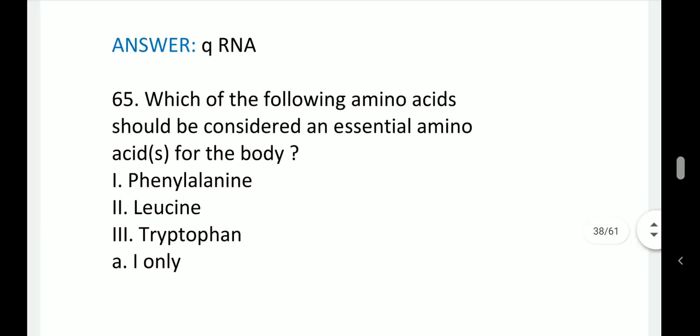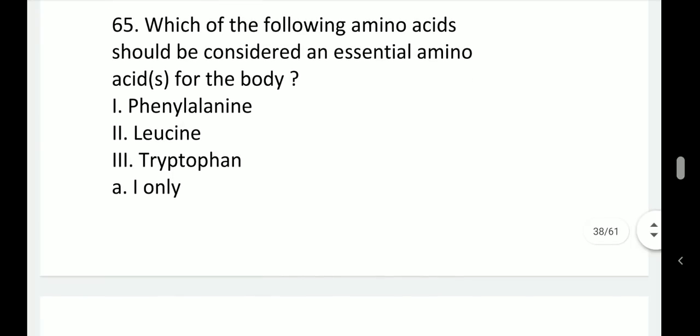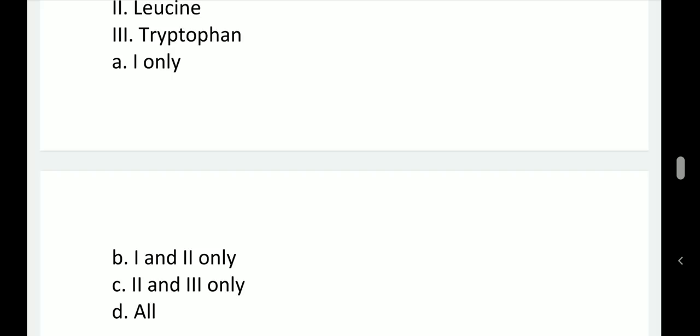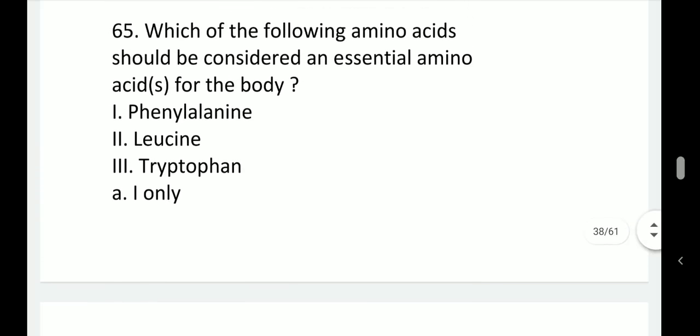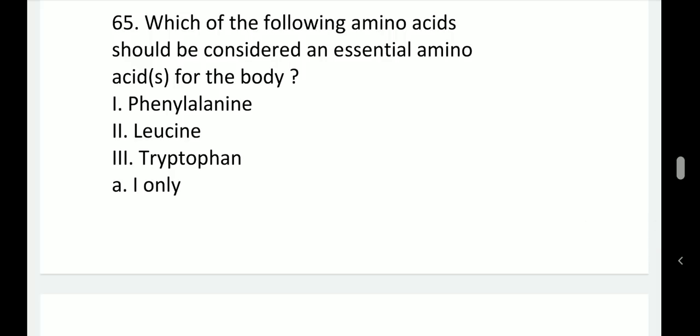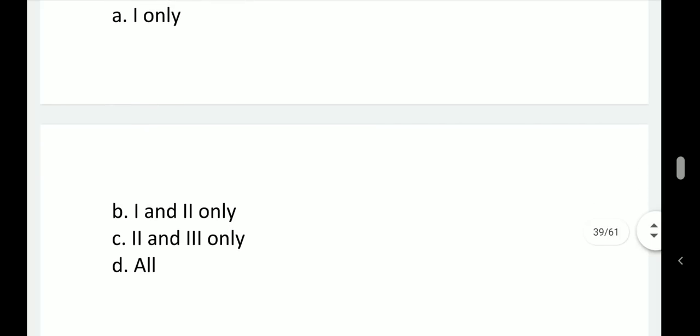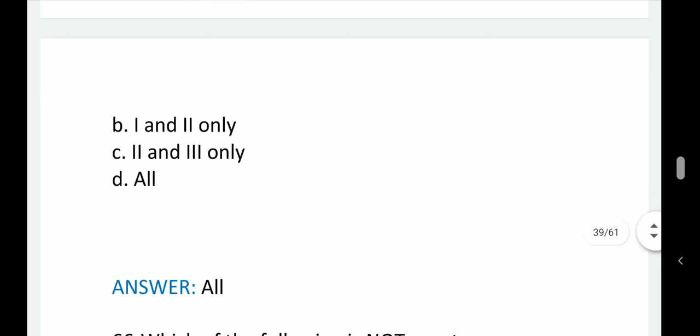Question number 65. Which of the following amino acids should be considered as essential amino acids for the body? 1. Phenylalanine. 2. Leucine. 3. Tryptophan. Option A, 1 only. Option B, 1 and 2 only. Option C, 2 and 3 only. Option D, all. Answer is option D, all.